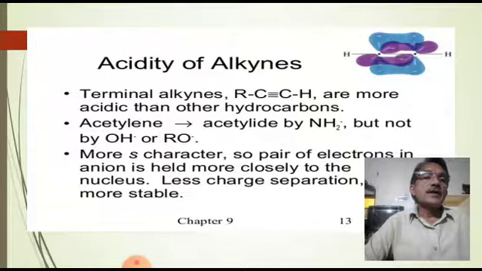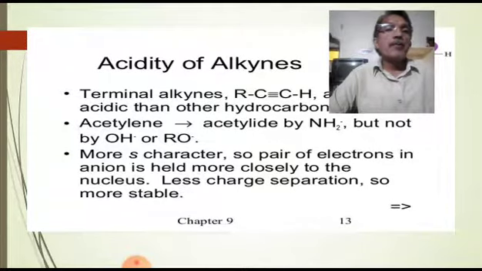Acetylene gives acetylide with NH2 minus but not with OH minus or RO minus. More s character, so the pair of electrons in an ion is held more closely to the nucleus, less charge separation, so more stable.